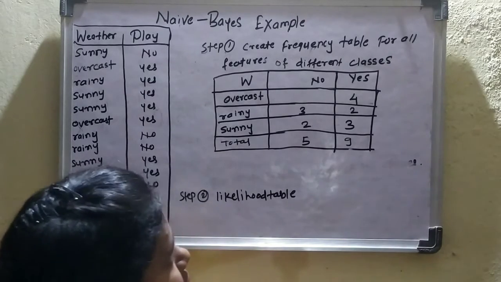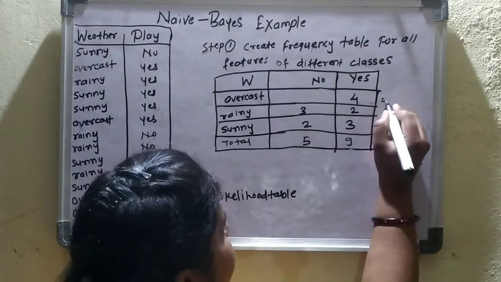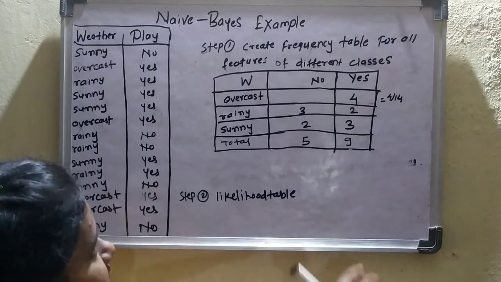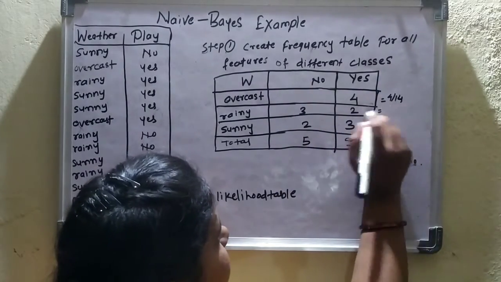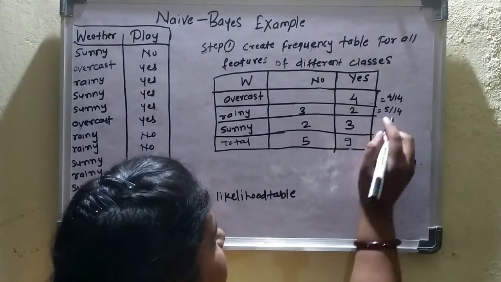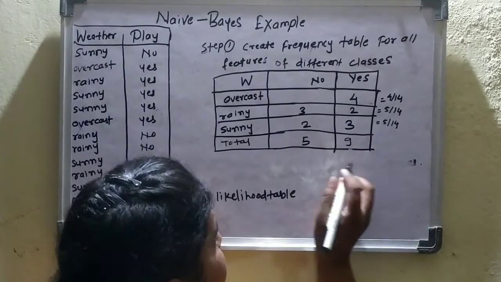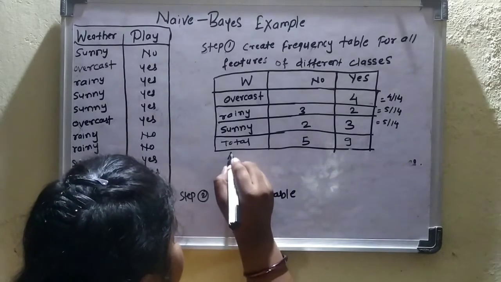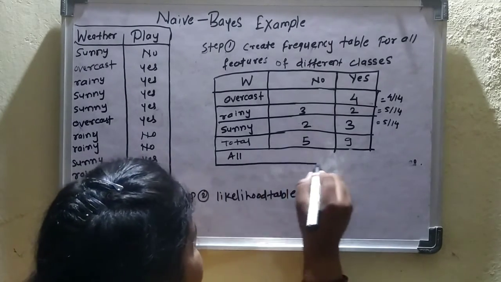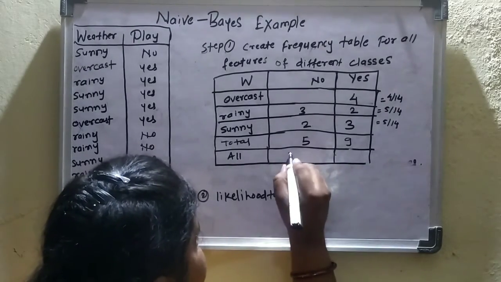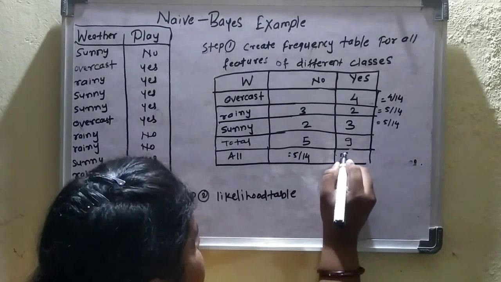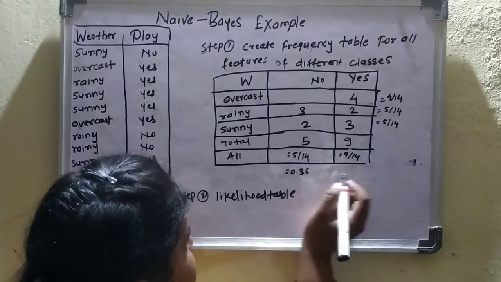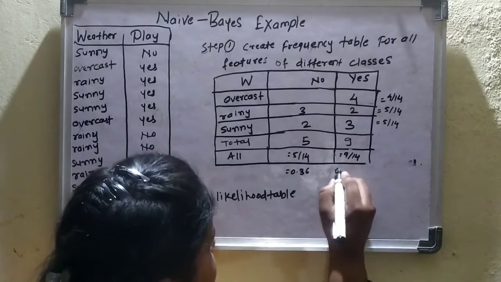So whatever the probabilities are, it will be 4 by 14. For all these things we have to calculate. Like here there are 3 plus 2, so here it will be 5 by 14. Similarly here also 5 by 14. Here also we have to do the same thing. We have calculated the total here, so for all, we have to add a column. It will be 5 by 14 and 9 by 14. So here we will get almost 0.36 and the value 0.64.